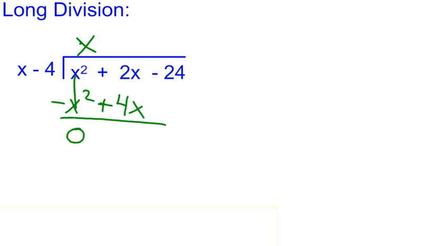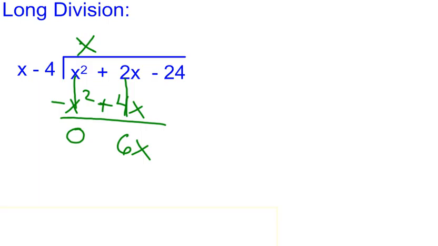Now class, that isn't just a coincidence. We rig it that way. That is supposed to happen. You've done something wrong if that does not happen. So that should happen every single time. Now this part, we have 2x plus 4x to give us 6x. So we have 6x when we add those two.